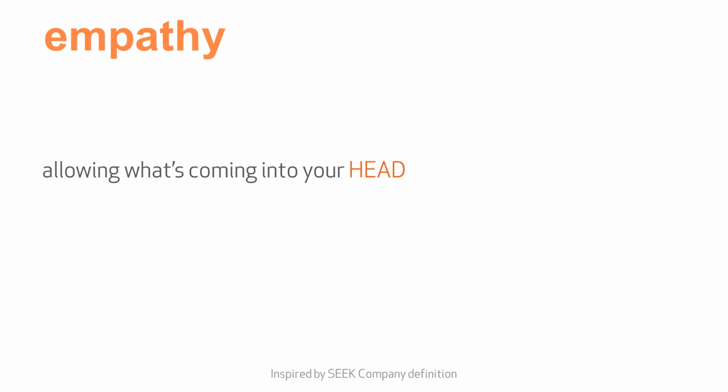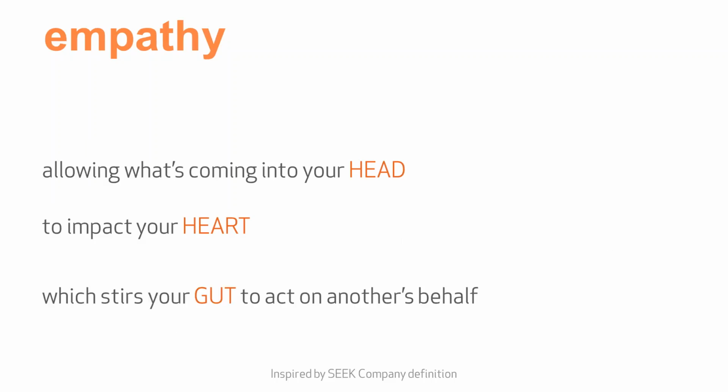The first one is allowing what's coming into your head to impact your heart, which stirs your gut to act on another's behalf. So when I was sitting in the stands and feeling what that boy might be feeling, I had made it through head. I had seen him struggling. I'd gotten to where it was impacting my heart, but I really didn't have a reaction to act on his behalf.